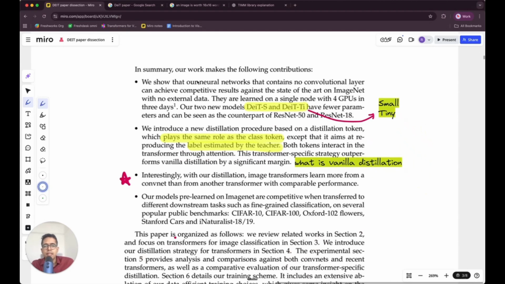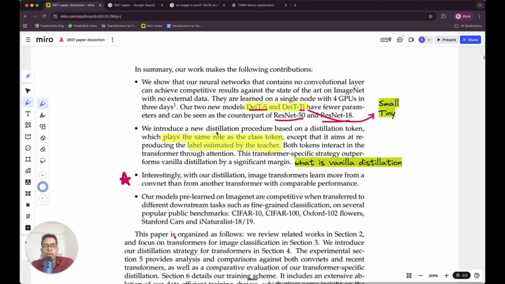Okay. In summary, our work makes the following contributions. We show that neural networks that contain no convolution layer can achieve competitive results against the state of the art on ImageNet with no external data. They are learned on a single node with 4 GPUs in 3 days. Our new models, data efficient image transformer small and tiny, I think Ti is tiny, have fewer parameters and can be seen as the counterpart of ResNet 50 and ResNet 18.